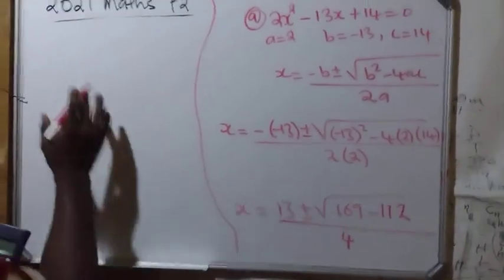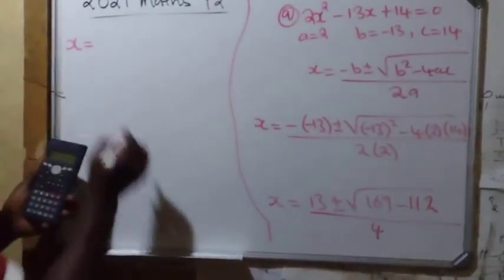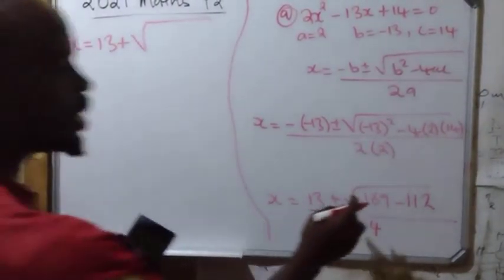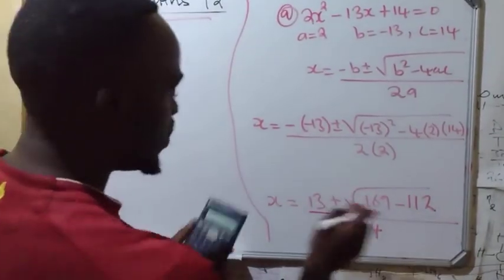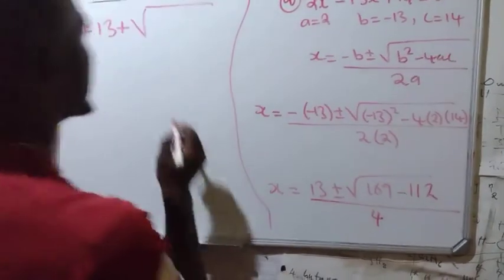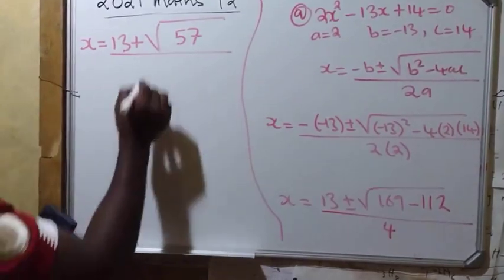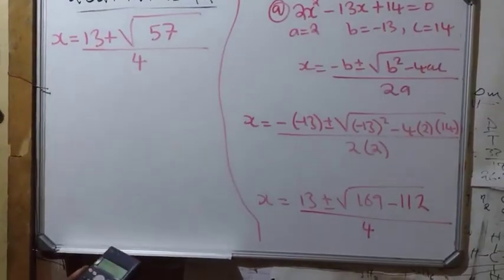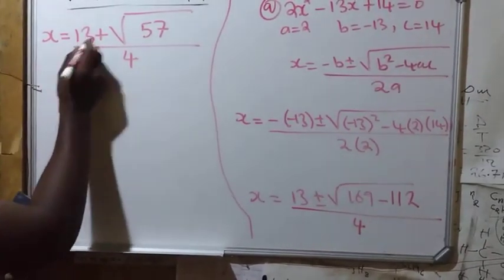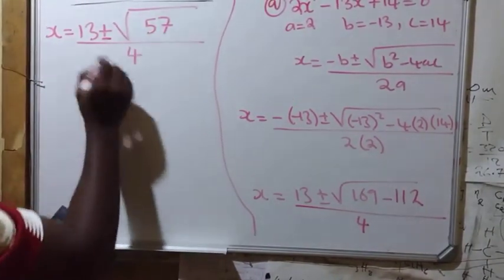So we proceed this side. You write x equal to 13 plus or minus the square root of. Here you're supposed to simplify this: 169 minus 112. You're going to get this value, 57, over 4.